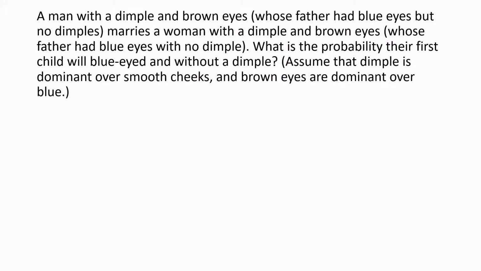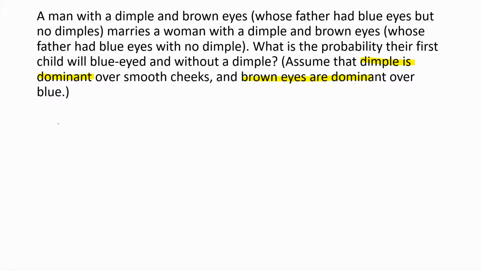We did this problem in class, but I'll do it again just so you can watch it multiple times. A man has a dimple and brown eyes. By the way, we've got some information down here, and I like to start writing notes while we go. So dimple is dominant, brown eyes are dominant.